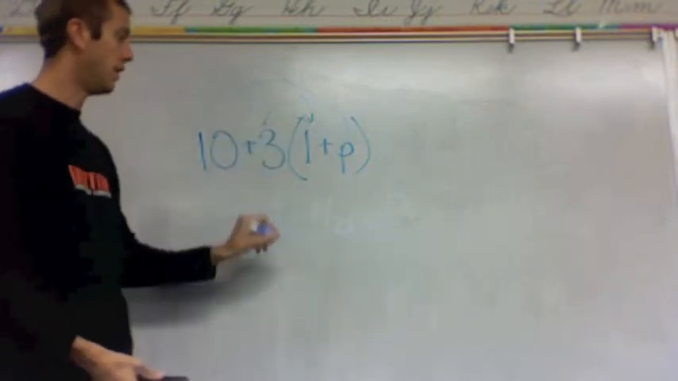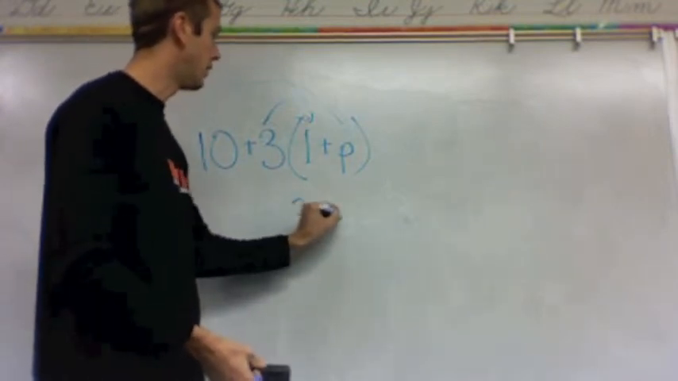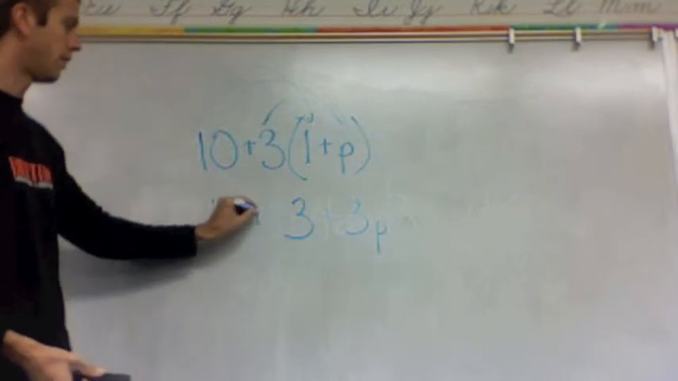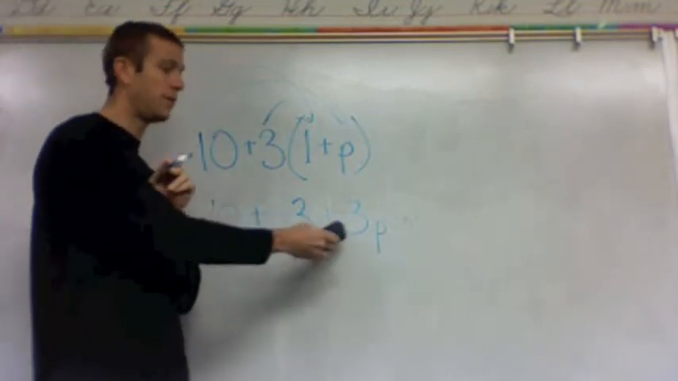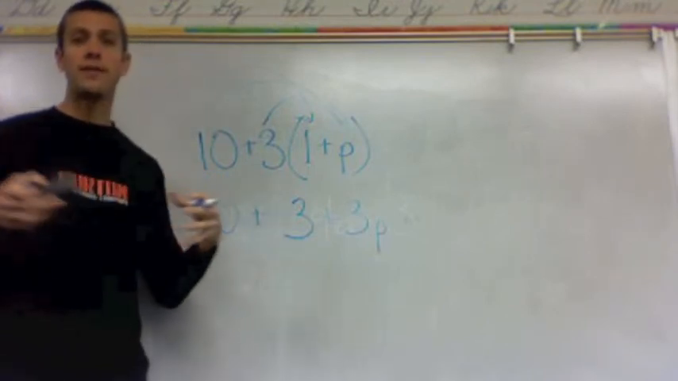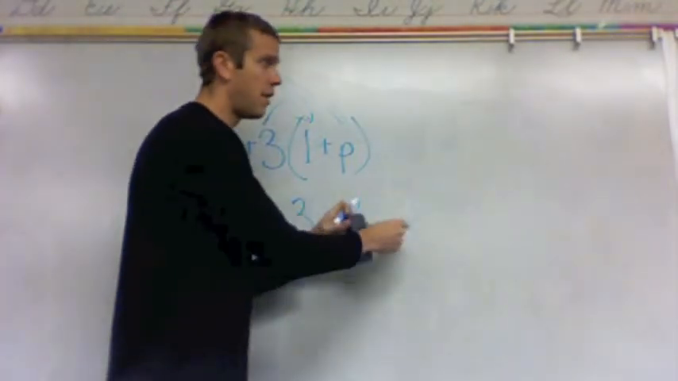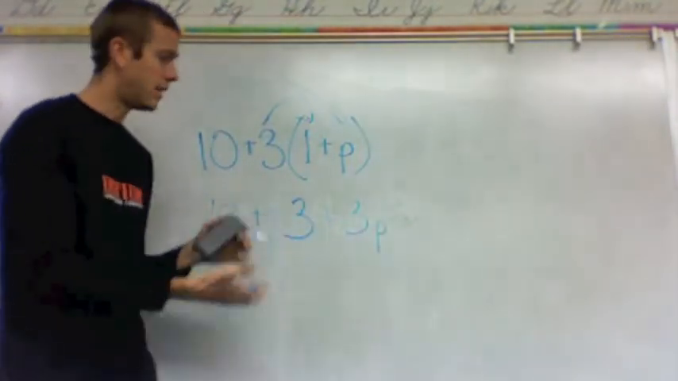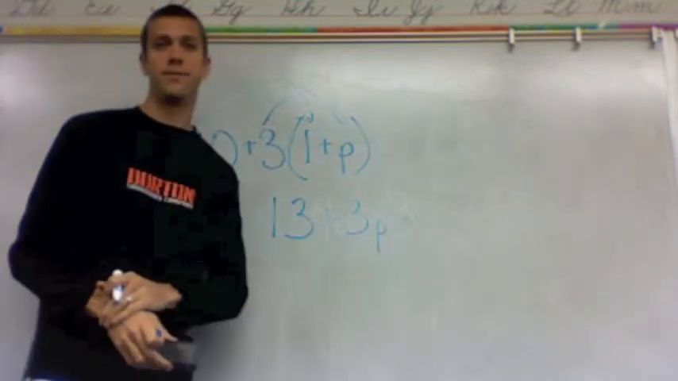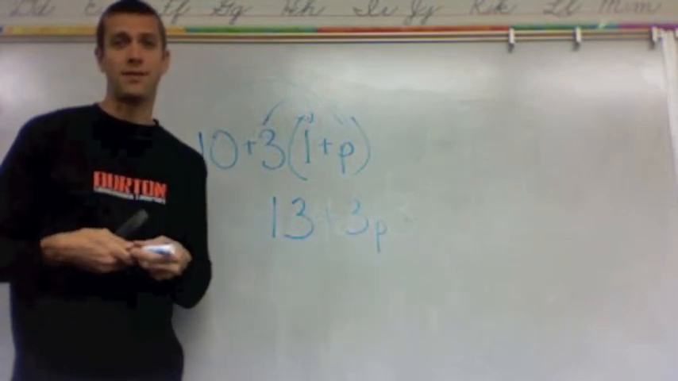3 times the 1 is 3. 3 times the p is 3p. And then the 10 comes down. Now I have 10 plus 3 plus 3p. Do you see any alike numbers, things that go together? Whole numbers go together and variables go together, but there's no other p to go with that one. So 10 plus 3 is 13. So 13 plus 3p is as simple as this problem gets.